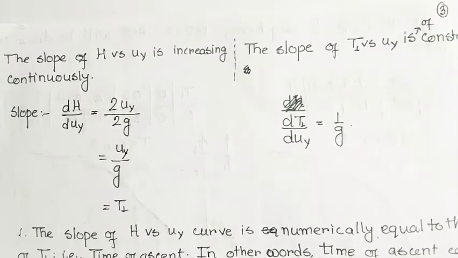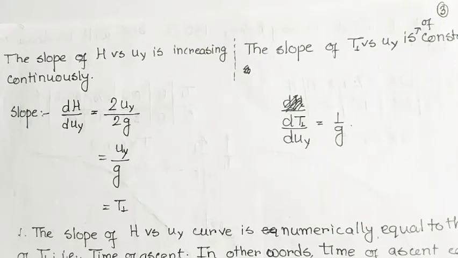But what about the slope of the T1 versus uy curve? If you calculate this, it will be 1 by g. Just think, the curve is linear, the slope is constant. The slope of the time of ascent versus uy curve is constant, that is 1 by g. Since g is constant, it should be a constant. If I take the value of g as 10, it will be approximated to 0.1.